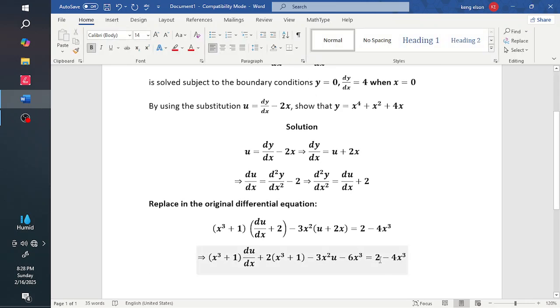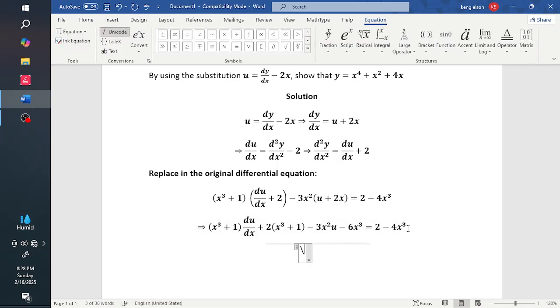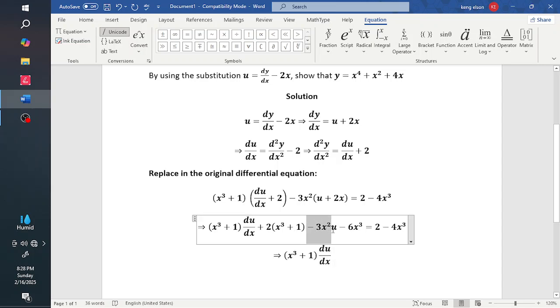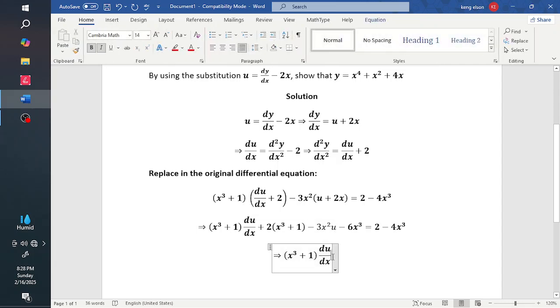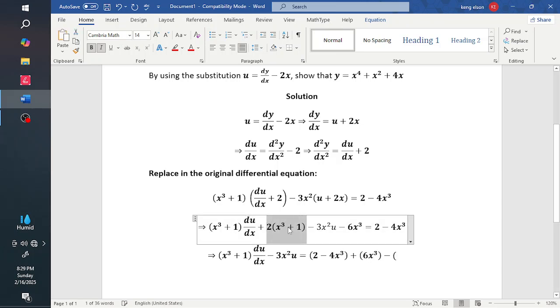Now let us try to send everything that is in terms of x to the right hand side. If we do that, we are going to have x cubed plus 1 times du by dx, then I'm going to put minus 3x squared times u, now equal to 2 minus 4x cubed. Then I'm going to add 6x cubed, so plus 6x cubed. Then I am going to subtract this term, 2 times x cubed plus 1.